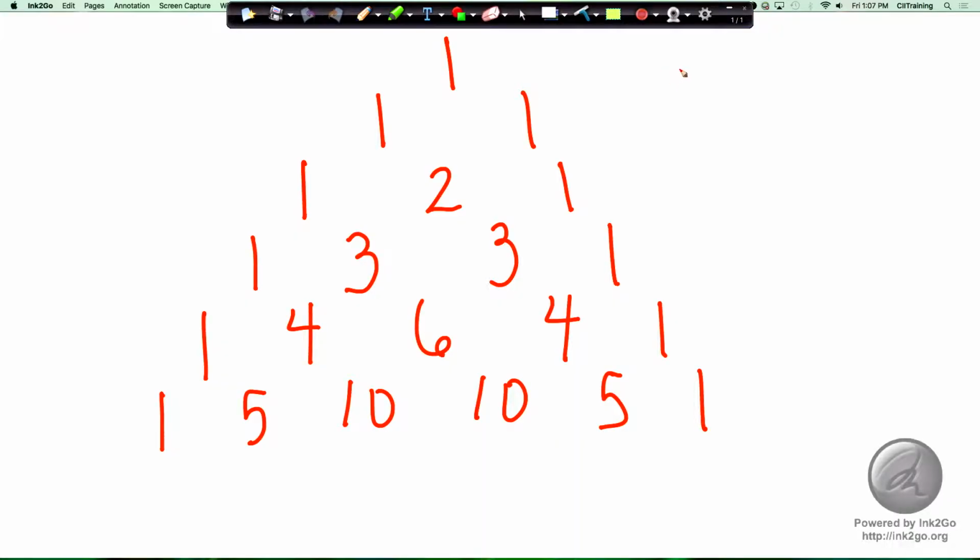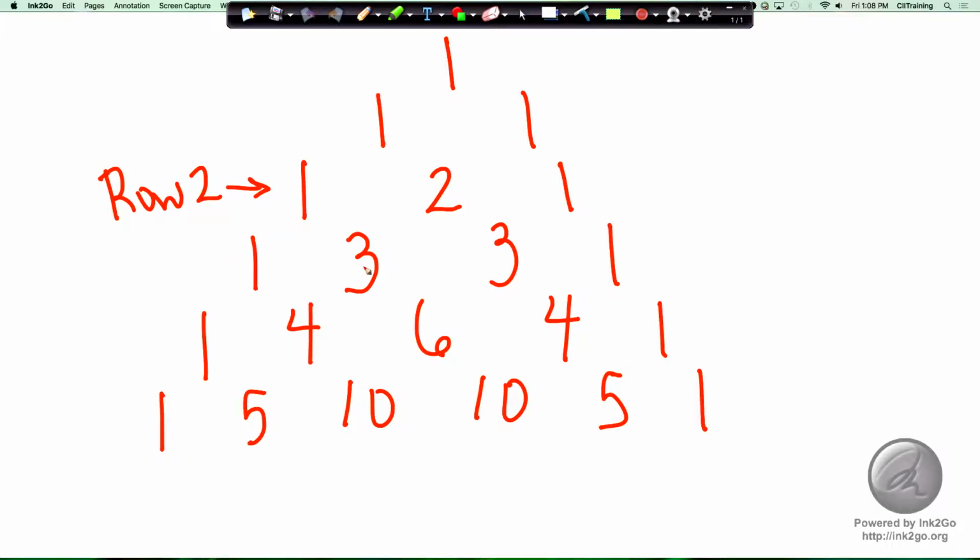Now, the row number is going to be identified by the second number in each row. So let's start here on row 2, because it's very easy to see that there are 3 numbers in row 2: 1, 2, and 1. The second number, though, is the number 2. That tells us that this is row 2.